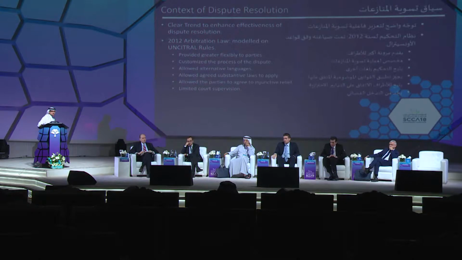It also allowed the parties, as we just heard from the team, the ability to agree substantive law other than Saudi law, so long, of course, as the award does not contravene Sharia principles. One of the things that the law also allowed is for the parties to agree for injunctive relief, but also it limited Saudi Arabian court supervision, whereas the previous arbitration law required that a court approve the terms of reference, approve the arbitrators themselves, and the arbitration agreement. That is no longer required under the arbitration law. So that was topic number one, the arbitration law.